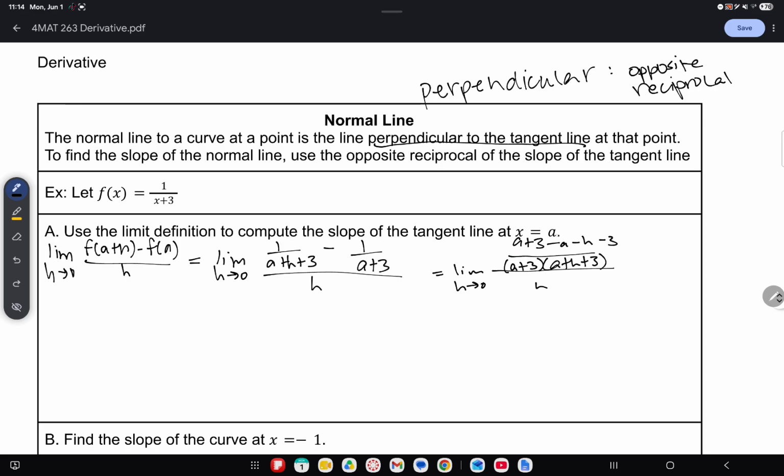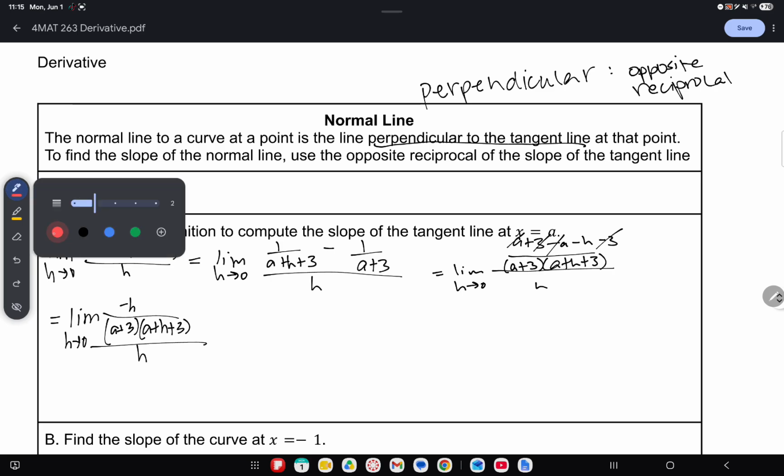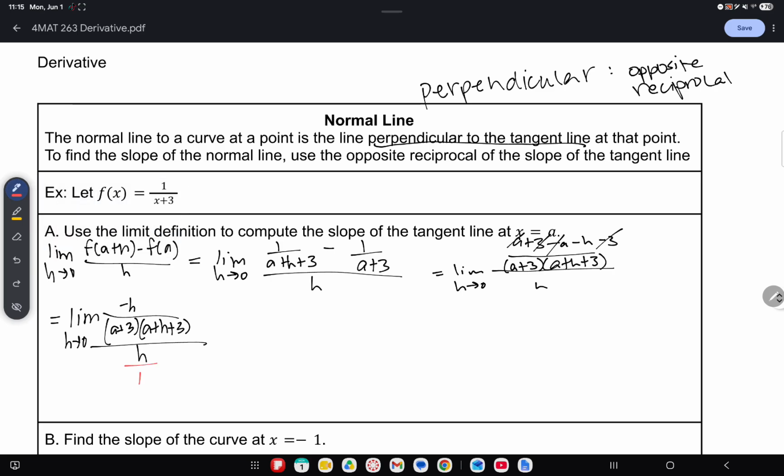I'm going to do some simplifying. The a's will cancel. The 3's will cancel. So I'm left with negative h. I'm going to go over here. So I have the limit as h approaches 0 of negative h over, sorry, I can't draw a straight line here, a plus 3 and a plus h plus 3, all over h. And so now I do a fraction over a fraction, big C over little c. It's the same thing as multiplying by the reciprocal here.